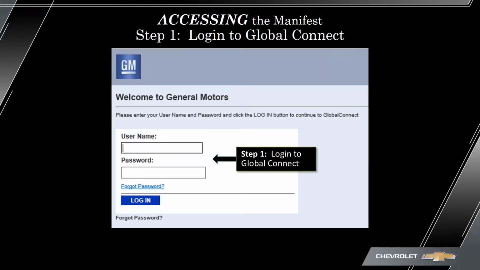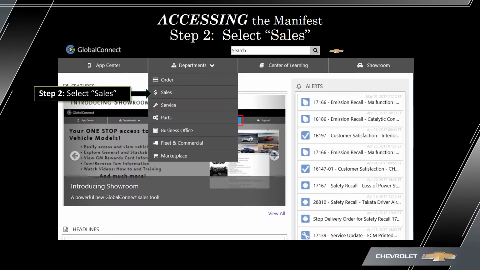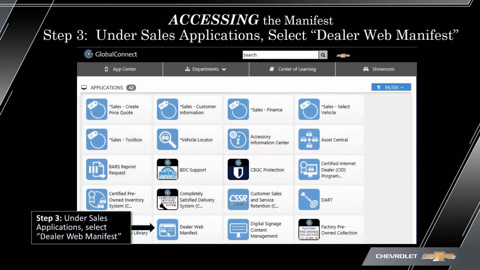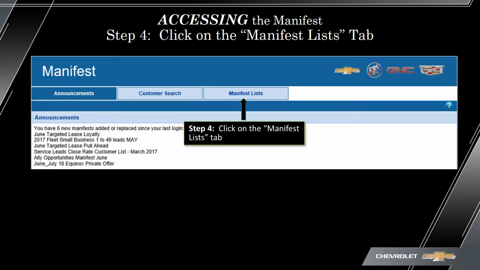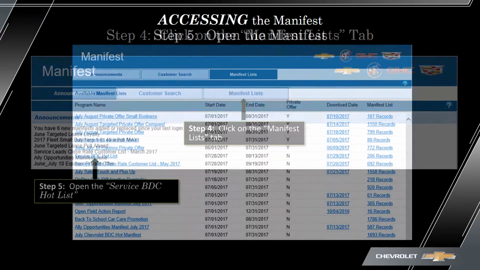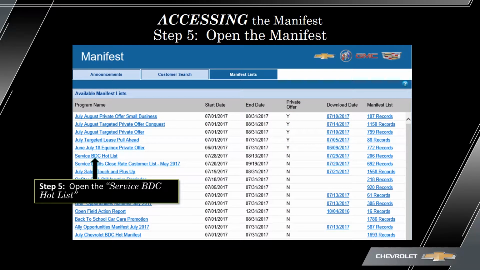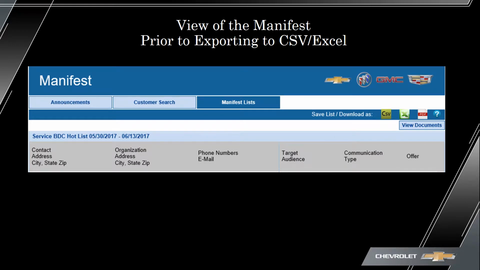As always, we begin by logging on to Global Connect. Just use your username and password. Once you're on, go to the App Center and click on Sales. And once you're in Sales, click on Dealer Web Manifest. At that point, click on the tab to the far right, Manifest Lists. Search for the Service BDC hot list. Once you find it, click on the name. And that'll take you to this view right here.